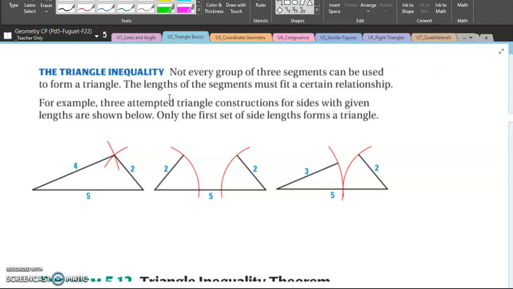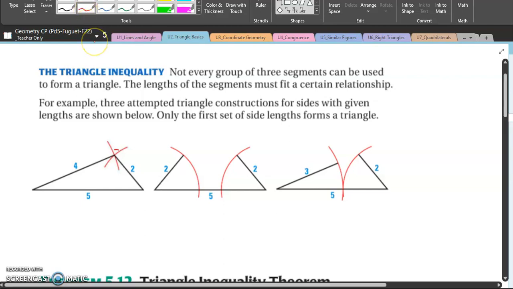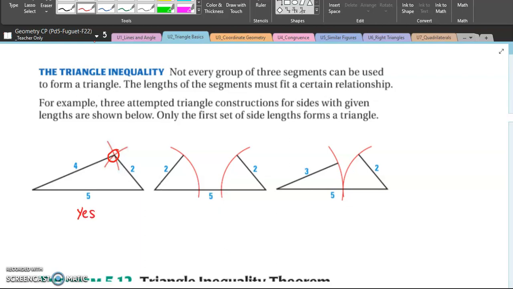Not every group of three segments is going to make a triangle. As you saw on Desmos or with the straws, when you put certain lengths together, sometimes it will make a triangle and other times it won't. Here are three examples. In this first example, through the intersections of these two segments, we can see that yes, this is going to be a triangle.